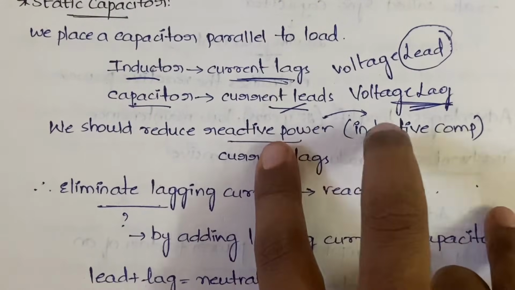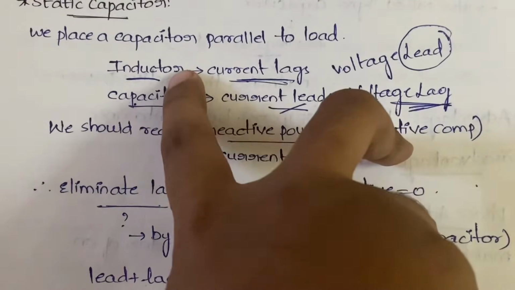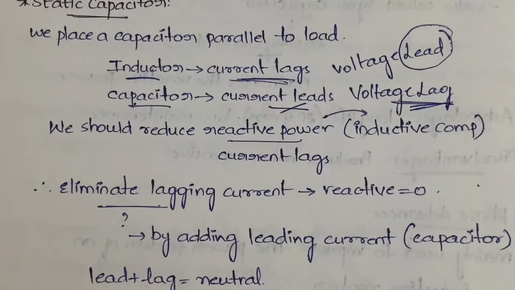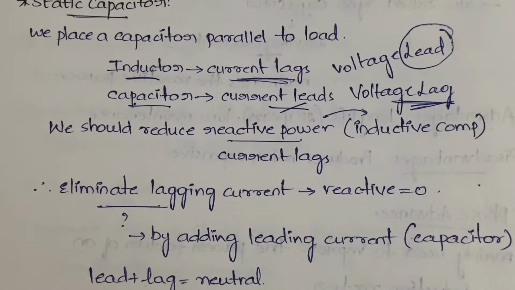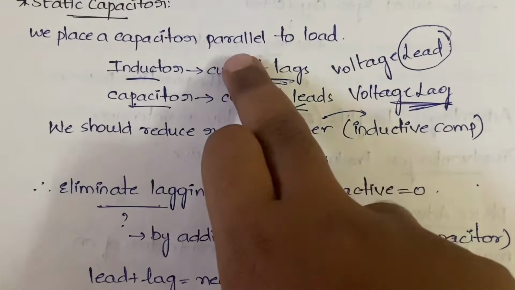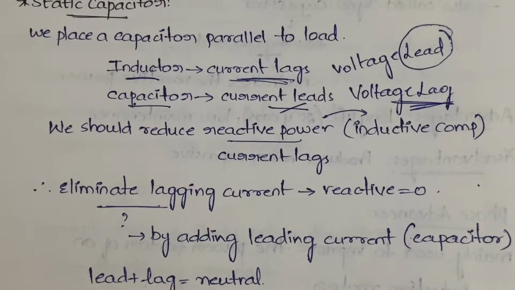It is not a capacitor component. It is an inductive component. In an inductive component, what is happening? Current is lagging. So obviously in reactive power, current is lagging. Reactive power is an inductive component. Since in an inductor current is lagging, here also the current will be lagging. So we are having some lagging current in the inductor.